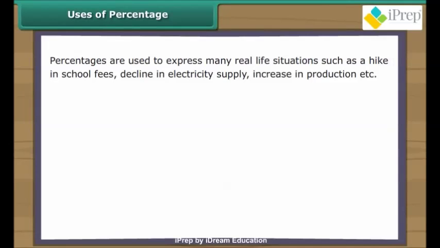Uses of percentage. Percentages are used to express many real-life situations, such as a hike in school fees, decline in electricity supply, increase in production, etc.